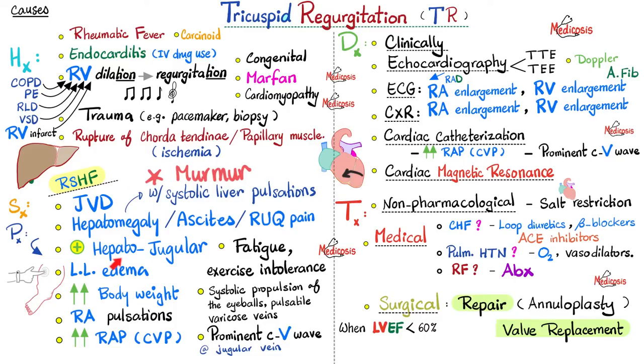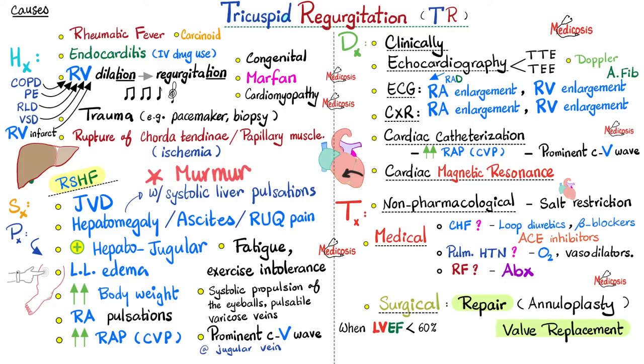When the ventricles are contracting, in systole, the liver is pulsating due to the backflow. This fluid overload causes extracellular fluid volume overload, which increases the patient's body weight. The right atrium expands and enlarges, and you can find right atrial pulsations. You can palpate these with your hands. And if we perform cardiac catheterization, we can find elevation of right atrial pressure, also known as central venous pressure.